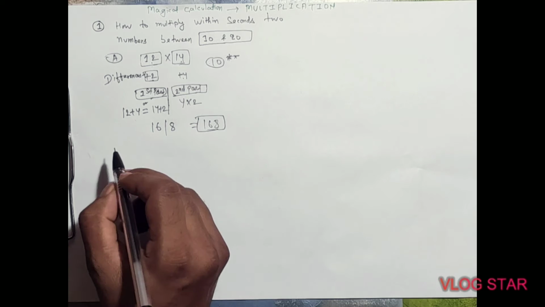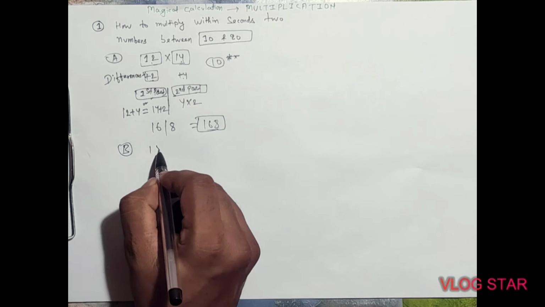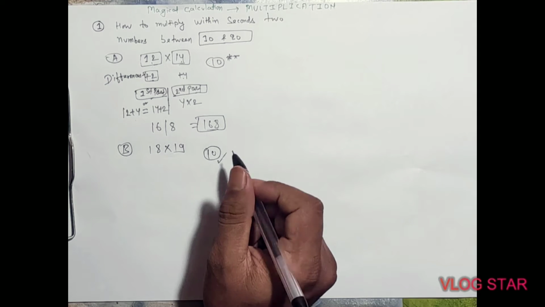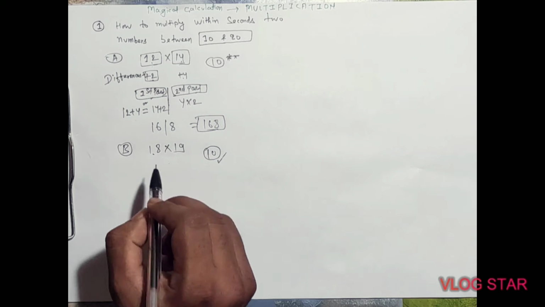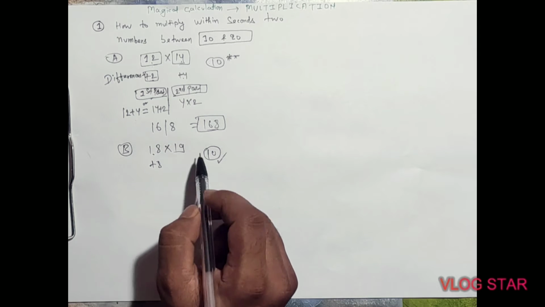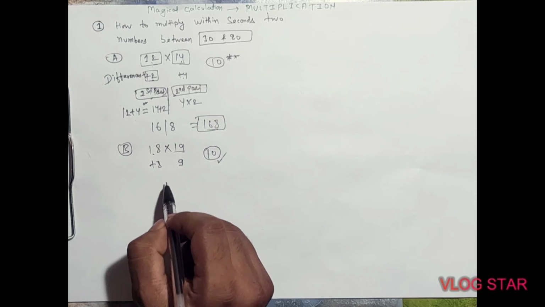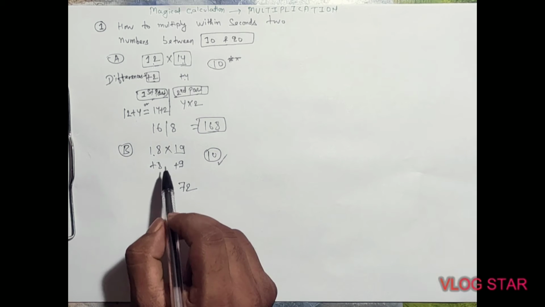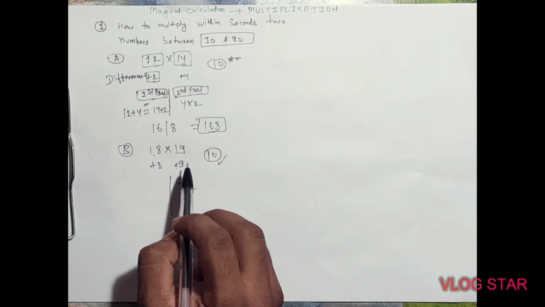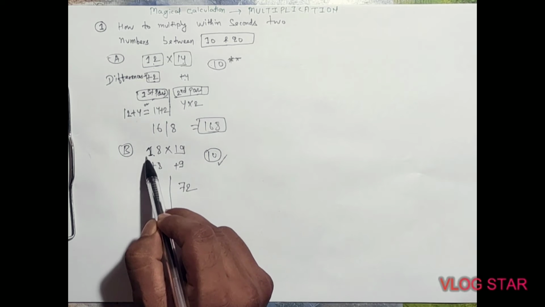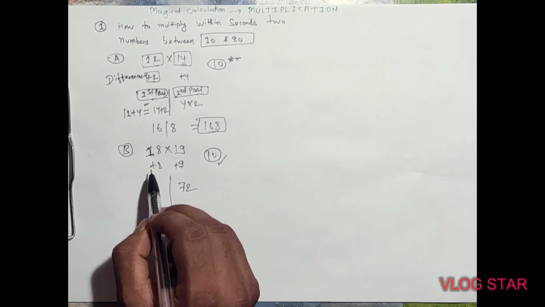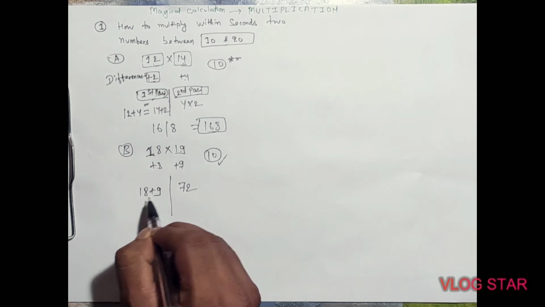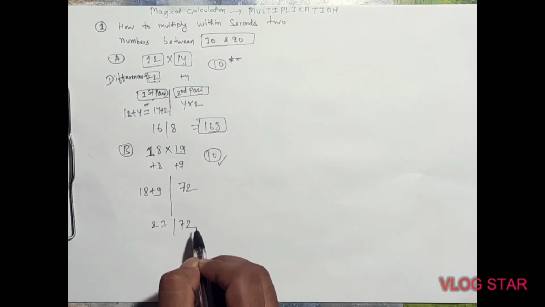Let's see another example, like 18 multiplied by 19. These numbers are nearer to 10. This is our base. Now the difference between 18 and 10 is plus 8, the difference between 19 and 10 is 9. In the second part we have to multiply both the numbers, 9 times 8 is 72, and in the first part we just need to add 18 with 9, or we can add 19 plus 8. So in this way we'll get 18 plus 9, that is 27, 27 72.